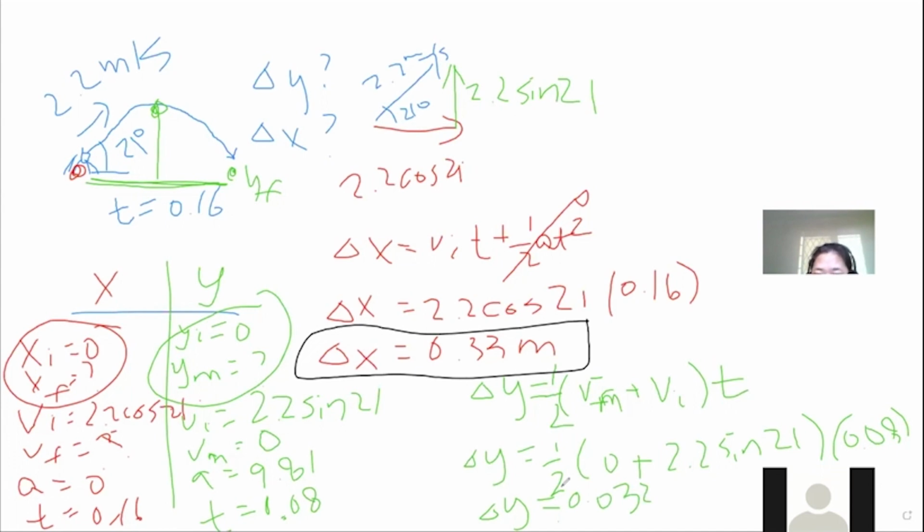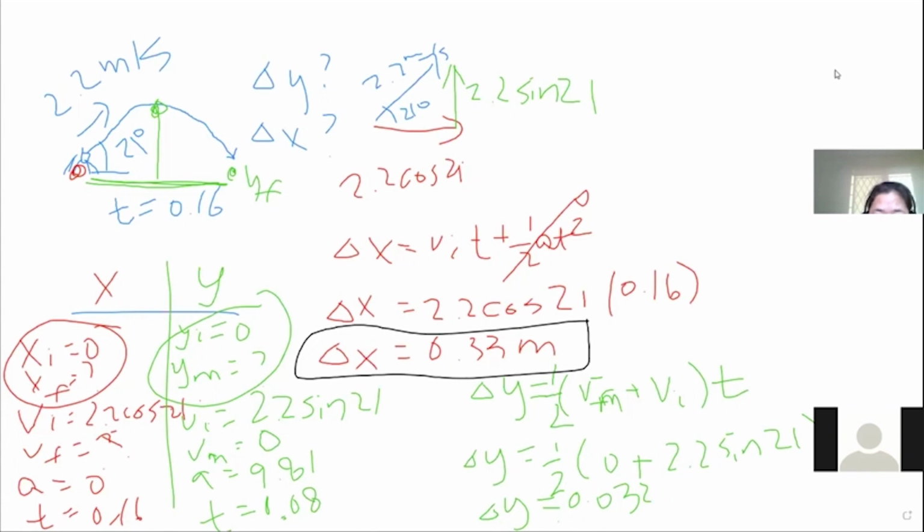When I checked in the book, it was in centimeters, so it was 3.2 centimeters. Yes, so it's going to be the same. So the answer is both, right? The x, which is 0.33 meters, and then this one, y equals 0.032 meters, or you could call it 3.2 centimeters.